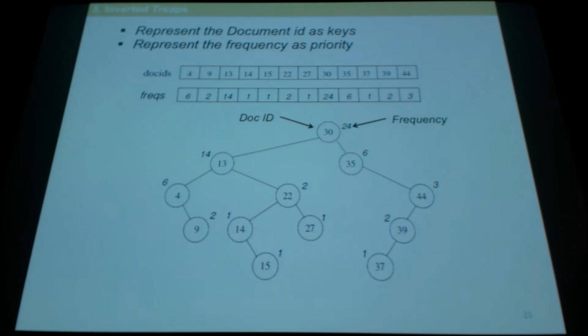Cool, because that's why I wanted to call them inverted treaps. So inverted index have posting lists or inverted lists. I'm not representing a list, I'm representing a treap. And instead of representing keys and priorities, I'm going to represent document IDs and frequency. So the most important document will always be at the top, and the documents that are not that important are going to be at the bottom part of the tree.